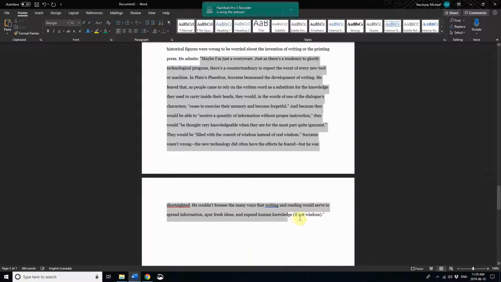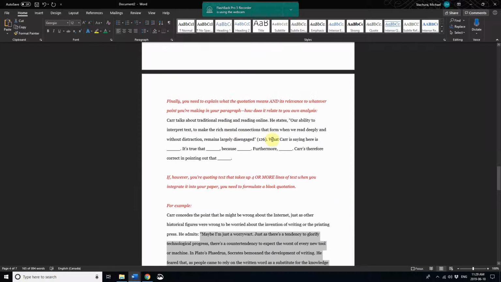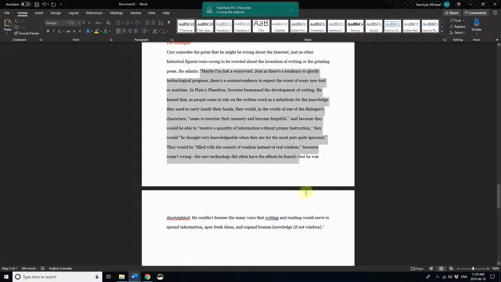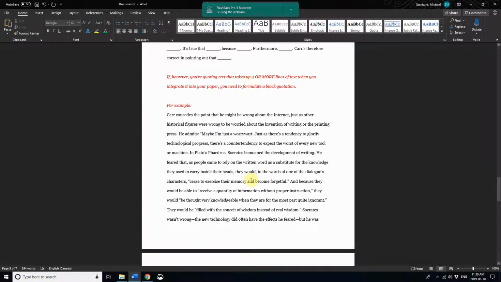The only difference here, you see, it's an absolute monster. Okay? It's not 3 or less lines like this quotation was up here. Okay? It's not 3 or less lines, which can be easily integrated into a sentence. This is an absolute beast of a quotation. So you want to formulate this into a block quotation. Anything that goes over 4 or more lines in the text when you quote it.